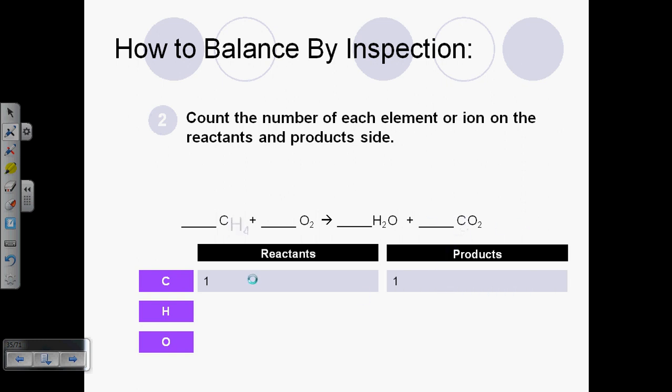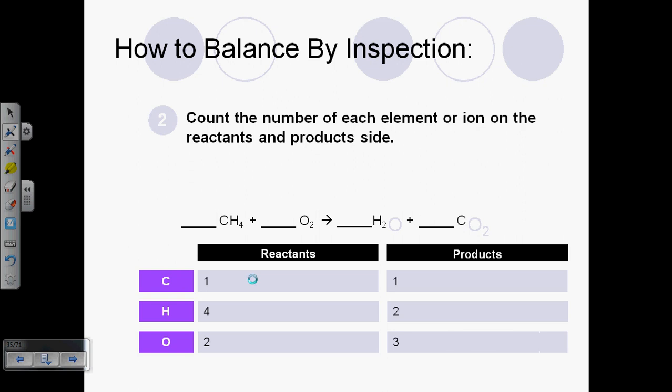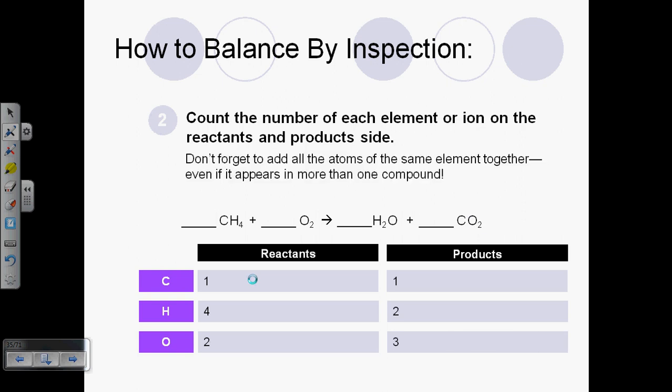Then we would look at our hydrogen. We have 4 hydrogen on the reactant side, and we have 2 hydrogens on the product side. Then we would look at our oxygen, 2 on the reactant side, and we have 3 on the product side. So now we have to figure out how to balance those and make those even.